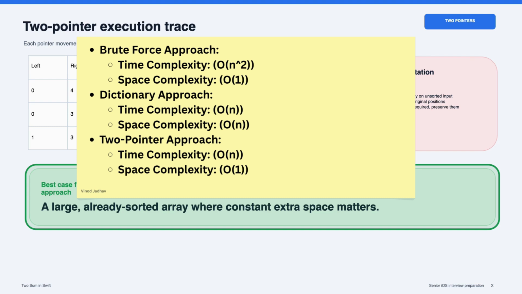The two-pointer approach provides an excellent combination of linear time and constant extra space, but it depends on the array being sorted. So we should not select an algorithm based only on its big O complexity. We must also consider whether the input is sorted, whether the original indices are required, whether the additional memory is acceptable, and whether modifying or sorting the input is allowed.